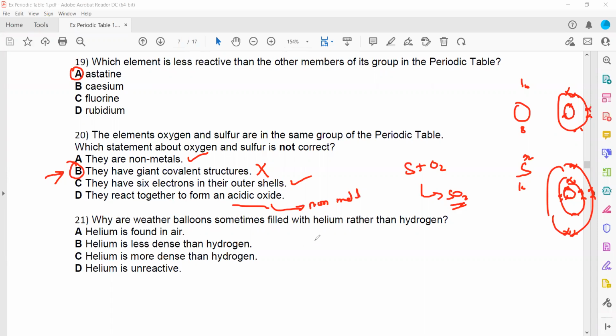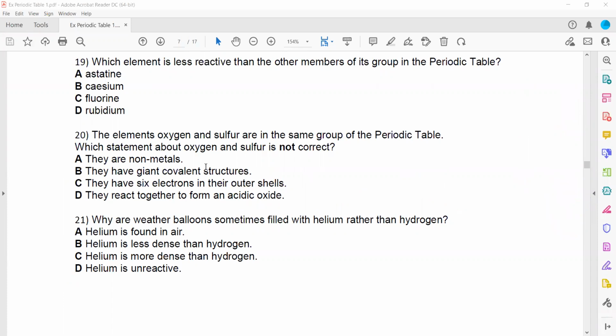Why do we use helium in a weather balloon? Because helium is unreactive. This is a repeated question. It does not react. That's why we use helium rather than hydrogen.